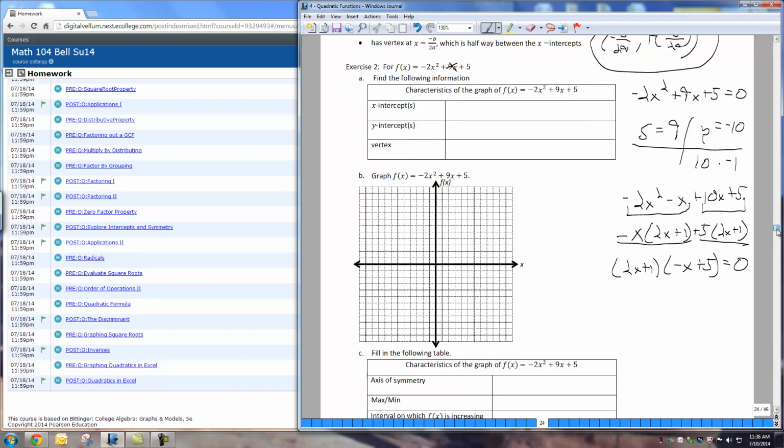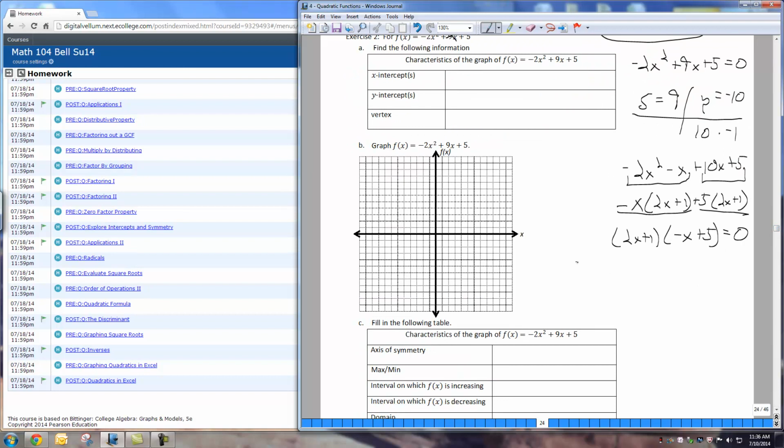So now my zero factor property states that either this equals 0 or negative x plus 5 equals 0. So this means 2x equals negative 1. This means x equals negative 1/2. So there's one of our x-intercepts, negative 1/2 comma 0. And the other one is negative x equals negative 5, so that implies that x equals 5. So our other one is 5 comma 0.